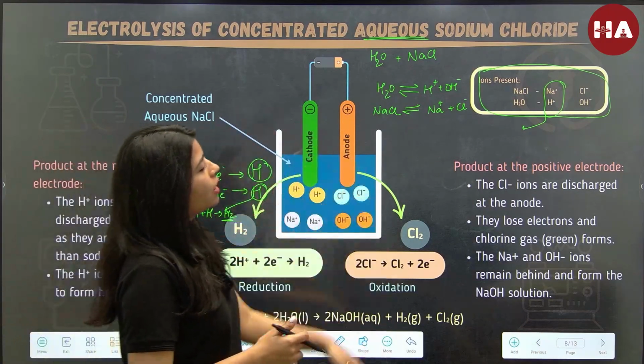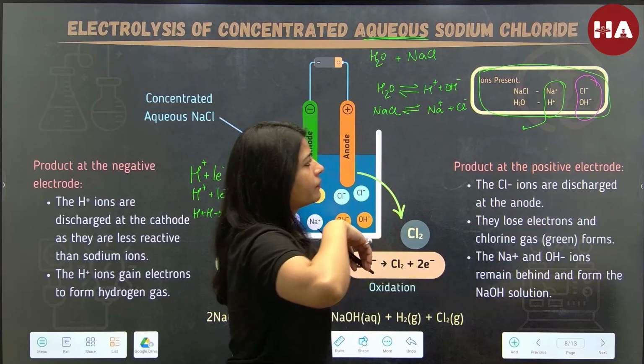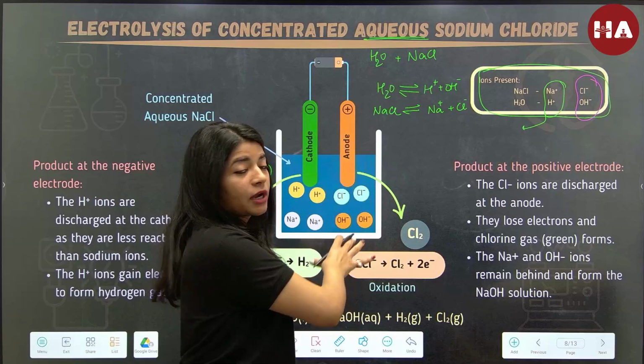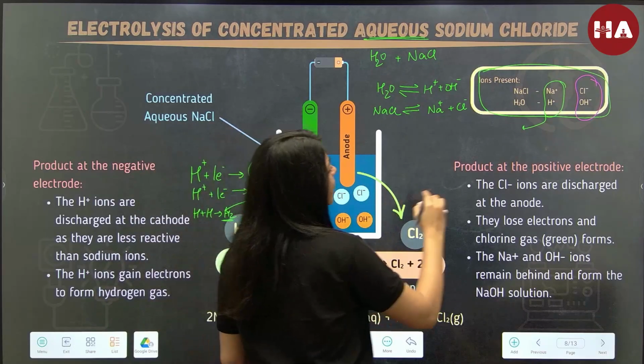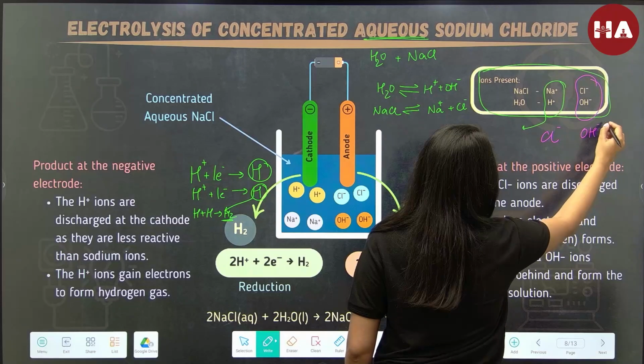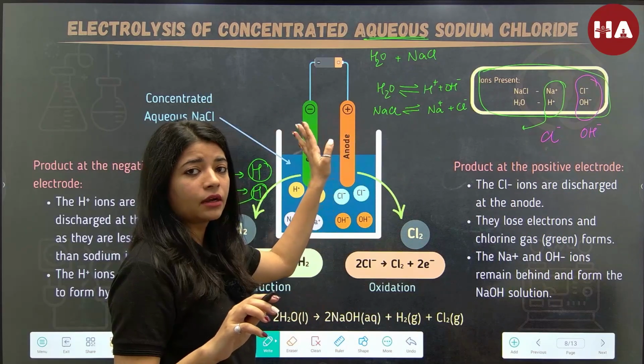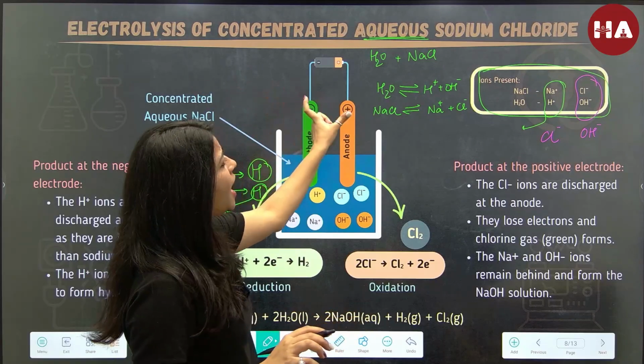Next, let's talk about anions now. I am using pink color for talking about anions on this particular slide. Now we have two types of anions, halide and hydroxide. In the heading itself, we can understand that it is concentrated aqueous sodium chloride.